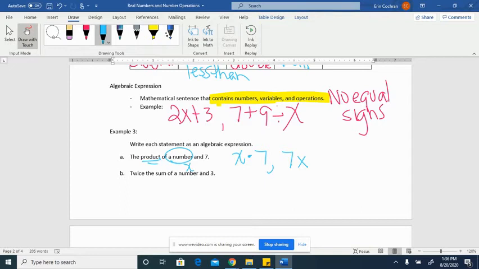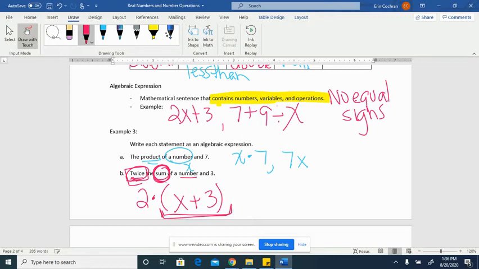All right, B here. Twice. Twice means 2 times, we're doubling something. Now, the sum is the answer to the addition problem. So we want to take twice the answer. If we want to take the answer and double it, if I want to add first, I have to put parentheses around it. A number would be like x plus 3. So twice the answer to the adding. We need to make sure we can add before we can multiply.